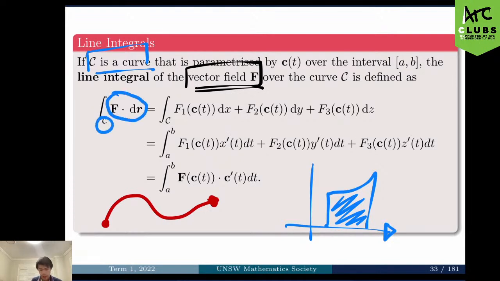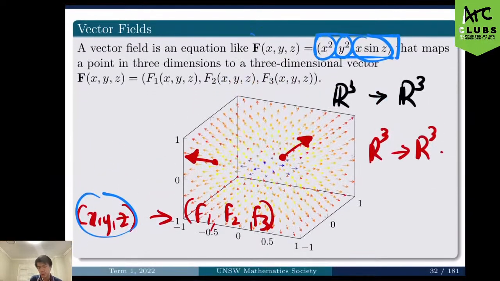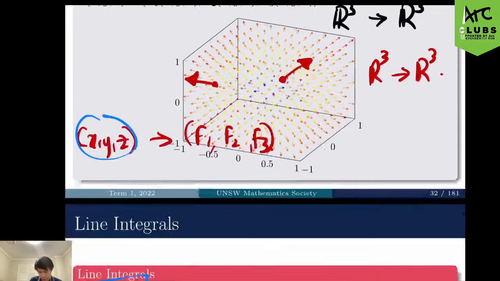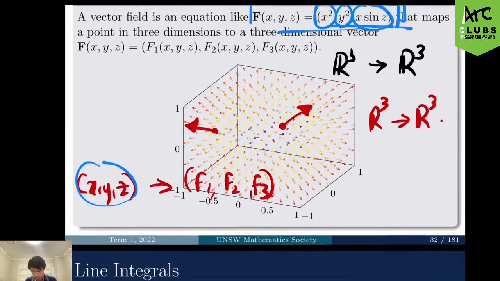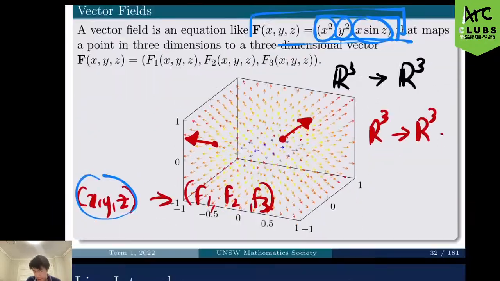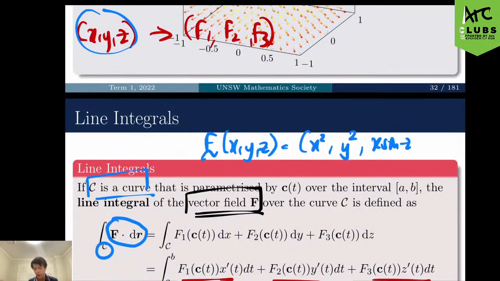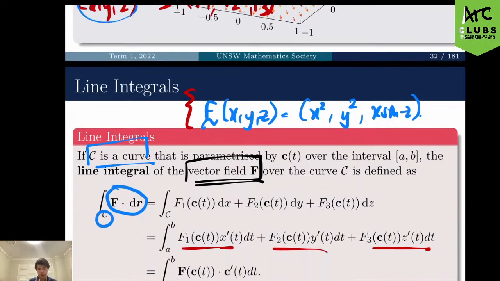Okay, so how do we actually do this? Well, there's this nice little equation, but basically it comes down to a sum of 3 things. So recall that a vector field is like 3 functions. I will bring this example down just because it's useful to have an example. So F(x, y, z) equals x squared, y squared, x sine z. Okay, I'll bring it down and we have this nice little thing over here. But yeah, that's our vector field.